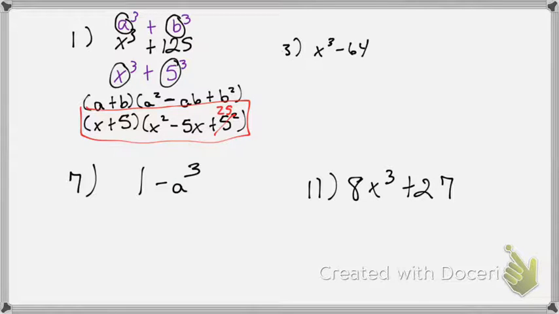When I get to problem number 3, we have x cubed minus 64. Again, I see a cube, I see a minus sign. That's going to tell me I'm using my difference of cubes formula. So I can see we've got a cubed minus b cubed this time.